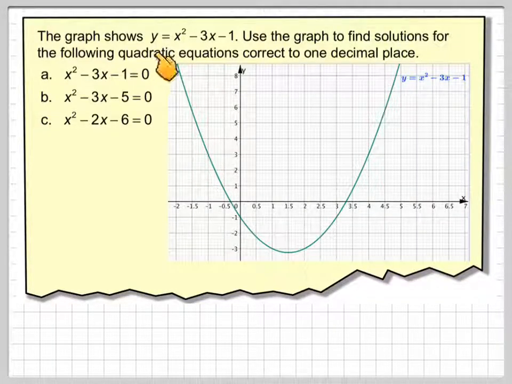Right, the graph shows y is equal to x squared minus 3x minus 1. Use the graph to find solutions for the following quadratic equations to one decimal place. We've got to use this graph to solve x squared minus 3x minus 1 is equal to 0, x squared minus 3x minus 5 is equal to 0, and x squared minus 2x minus 6 is equal to 0. So it's a typical sort of IGCSE question.